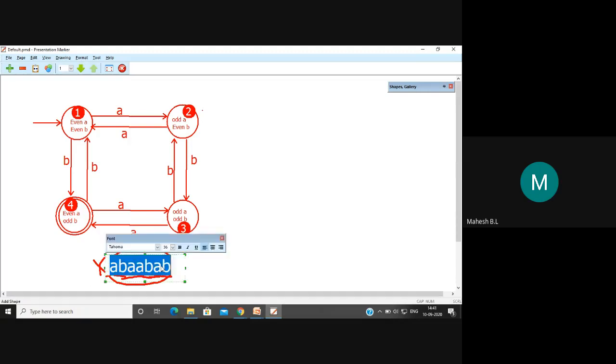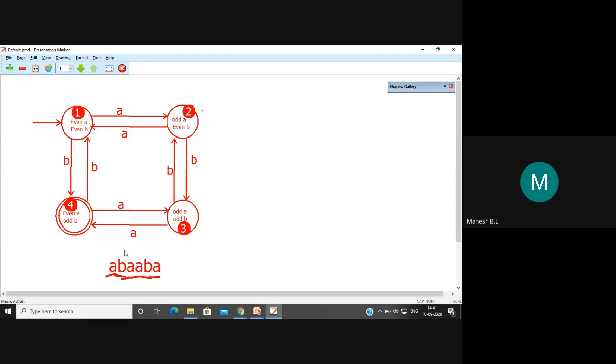Now let's consider another string. Here this string doesn't belong to the language, because as you can see, there are 4 A's and 2 B's. You have even A's and even B's. That's why it doesn't belong to the language.